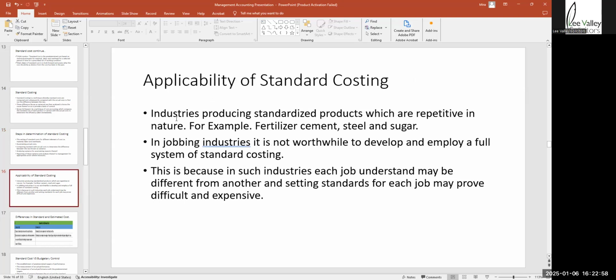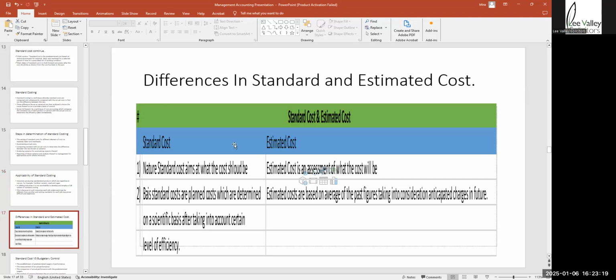Applicability of standard costing. In industries producing standardized products it is applicable, but in jobbing industries, it is not worthwhile to develop and employ a full system of standard costing. This is because in such industries, each job undertaken may be different from another, and setting standards is difficult. Now the differences in standard and estimated costs are given in this table.